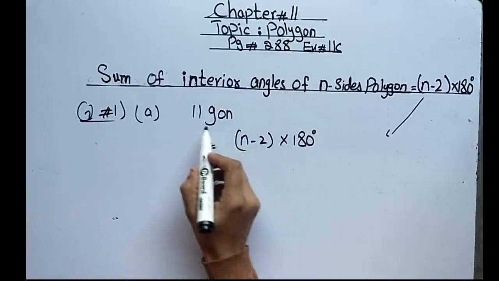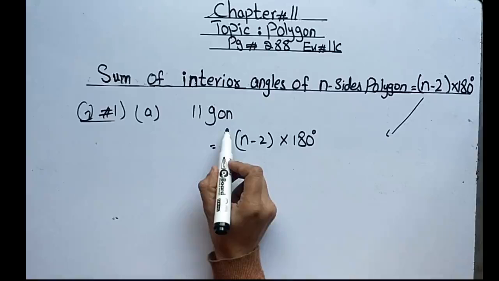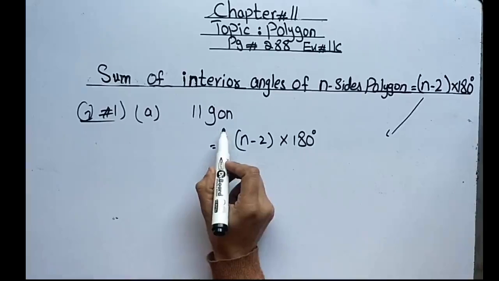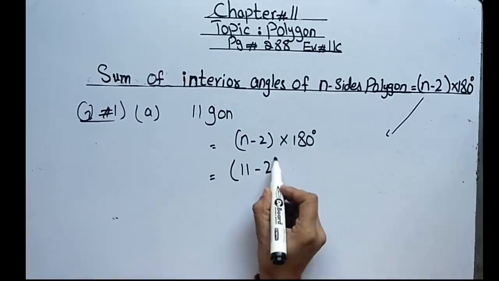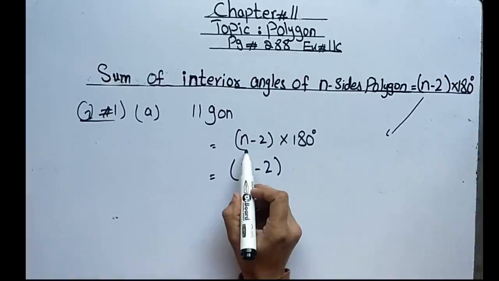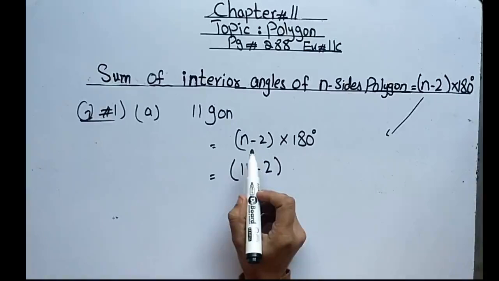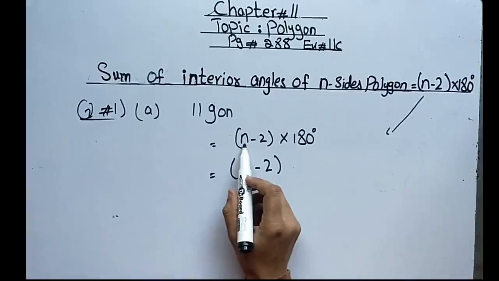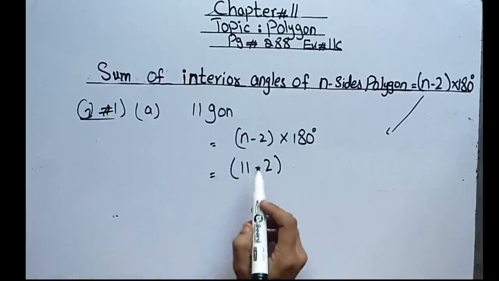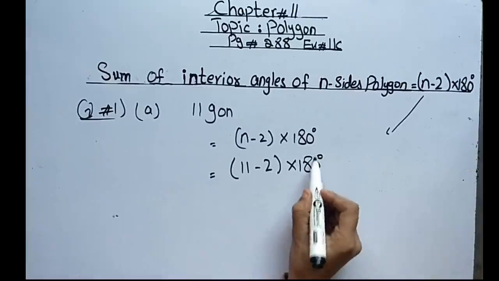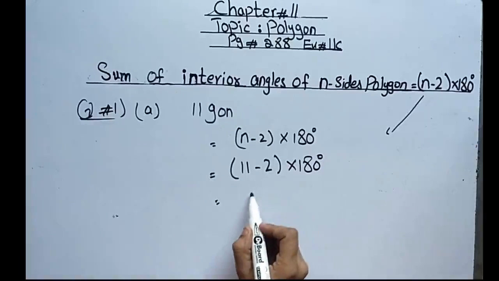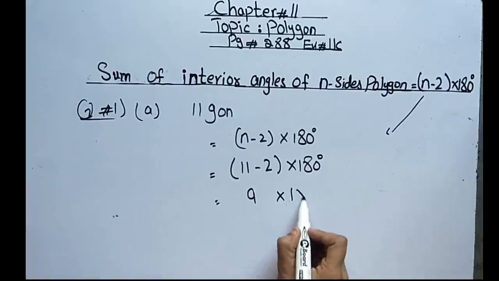So an 11-gon means a shape that has 11 sides. So we will put n is equal to 11 minus 2, because n is the number of sides. N is equal to the number of sides. So n means this is the value of n. The sum is (11 minus 2) multiplied by 180 degrees. So 11 minus 2 is 9, multiplied by 180 degrees.